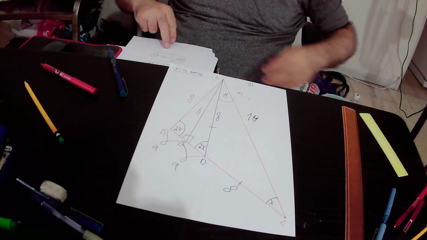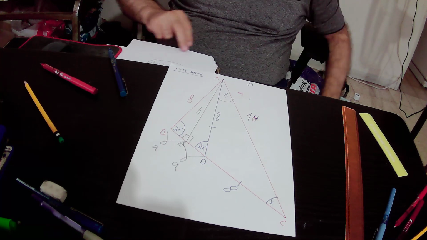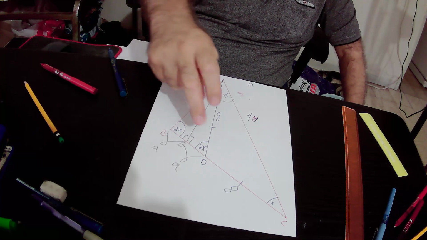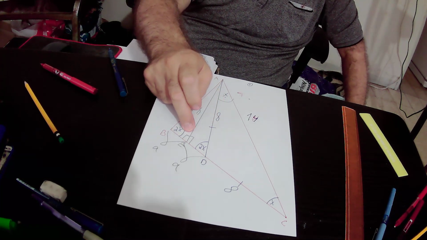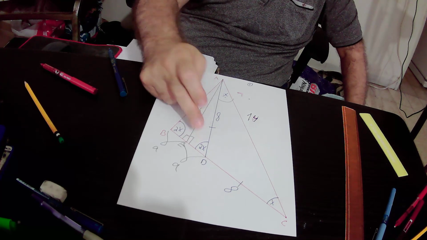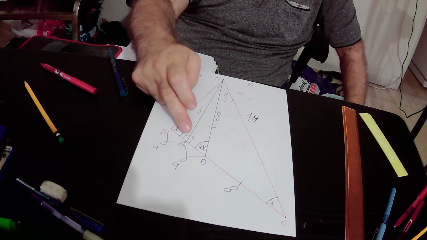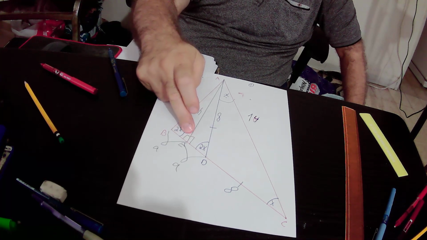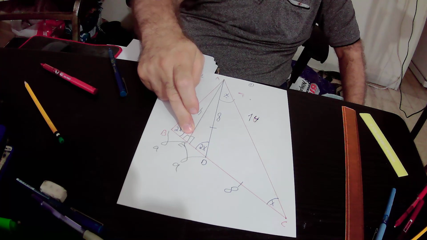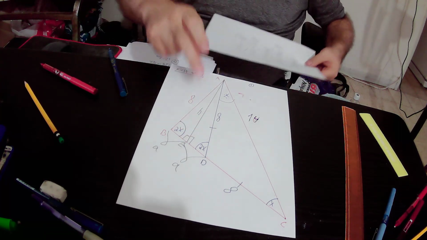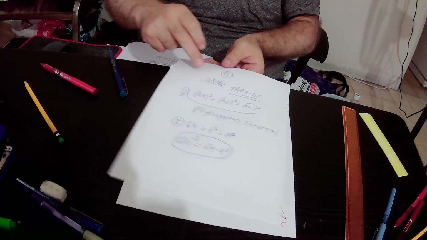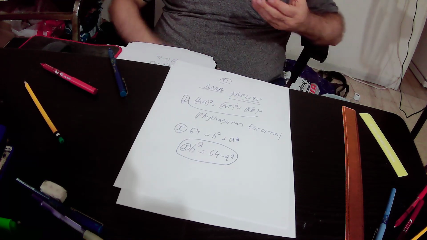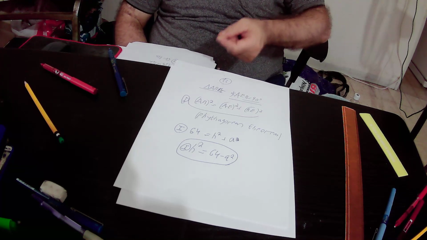Okay, so we draw a perpendicular to the base BD, therefore this angle is 90 degrees and this angle is 90 degrees. Triangle ABE is a right triangle because it has one angle that equals 90 degrees, and we can implement the Pythagorean theorem in the right triangle ABE.